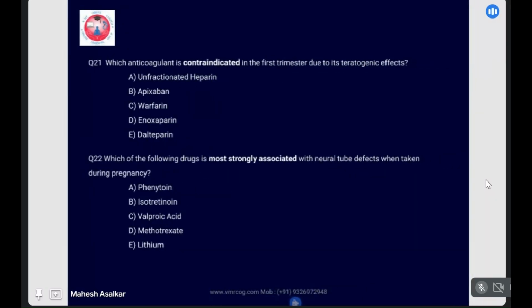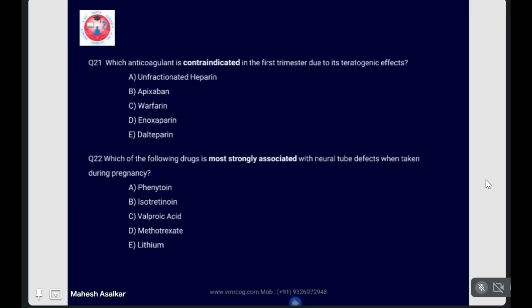Next, I think few questions are there. Dr. Sinchana, you want to answer? Yes, sir. Which anticoagulant is contraindicated in first trimester due to its teratogenic effects? A. Unfractionated heparin. B. Apixaban. C. Warfarin. D. Enoxaparin. And E. Dalteparin. C. Warfarin. Correct. So it causes warfarin embryopathy.